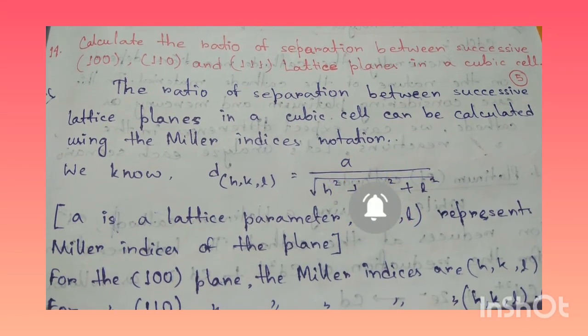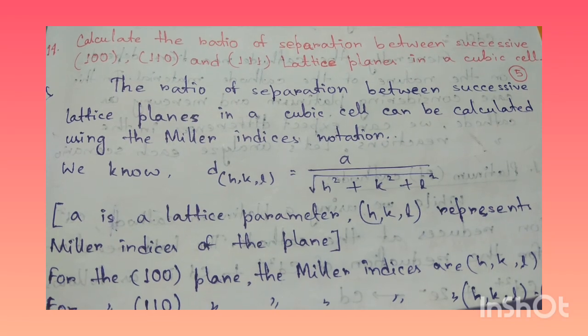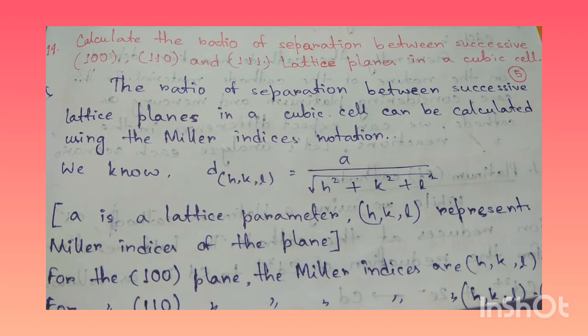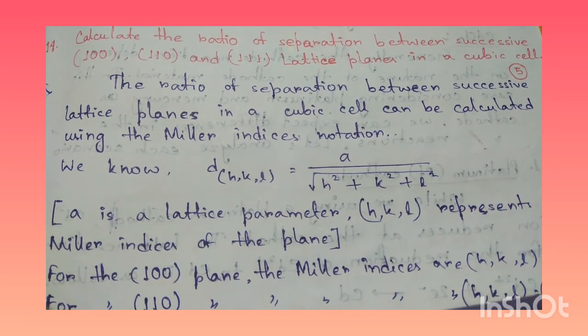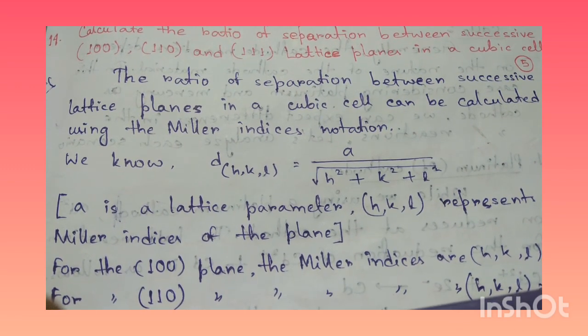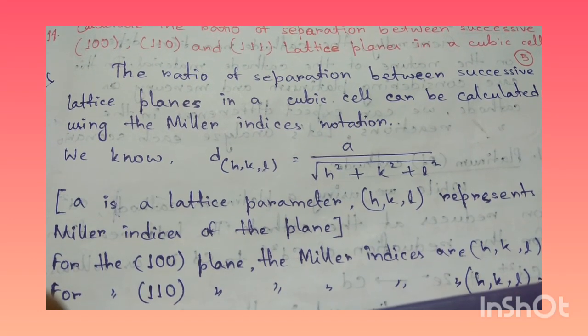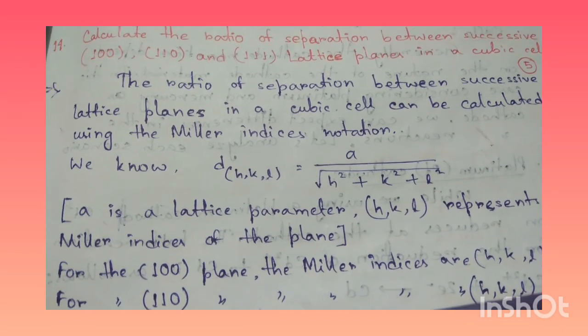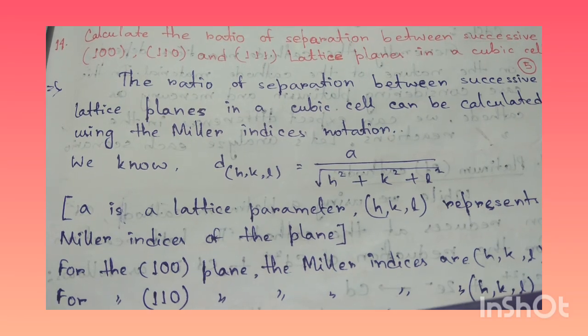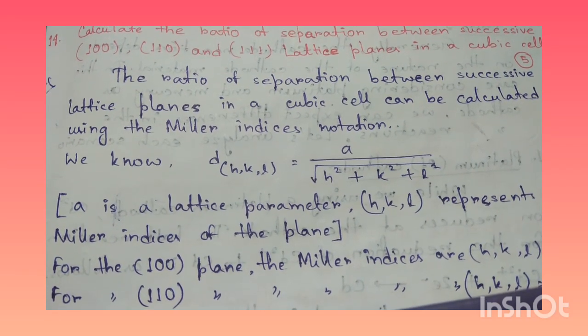So let's solve. The ratio of separation between successive lattice planes in a cubic cell can be calculated using the Miller indices notation. We know d of hkl is equal to a by root over h square plus k square plus l square. Here a is the lattice parameter, hkl represents Miller indices of the plane.